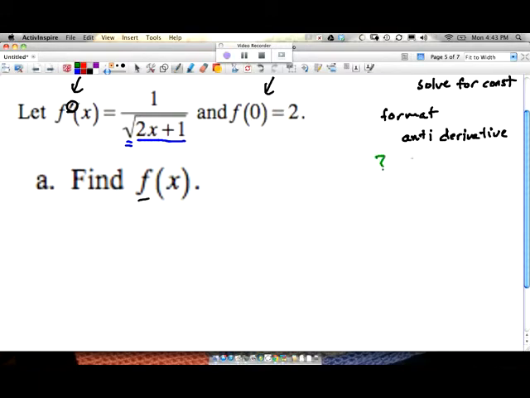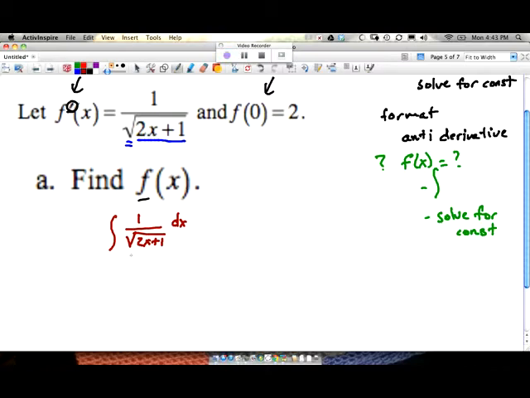So the question then, what's the question? The question is saying find f of x. F of x equals something. But that involves an antiderivative and then also solving for the constant. Solve for the constant. Let's do it. So we're going to take the antiderivative of 1 over square root of 2x plus 1, dx, of course.